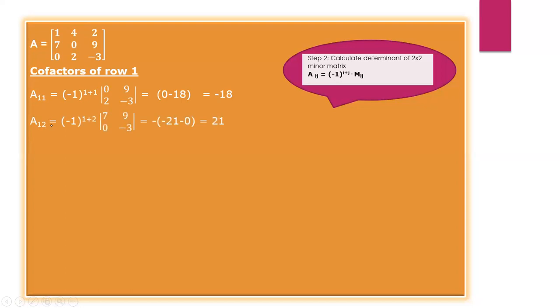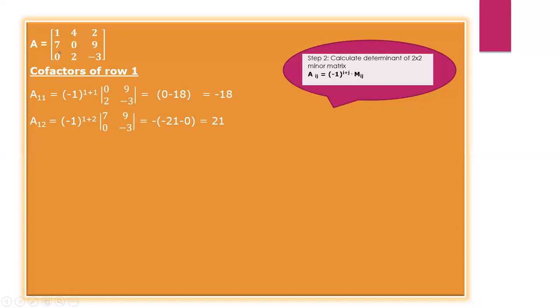So first row and second column equals minus 1 raised to power 1 plus 2, and then the determinant will be formed containing the elements by eliminating the first row and second column elements. So 7, 9, 0, minus 3 will form the determinant. Okay. So minus 1 raised to power 3 will give us the negative sign. Then 7 times minus 3 is minus 21, minus 9 times 0 is 0. So minus 21 will be multiplied by minus, so it will give us positive 21.